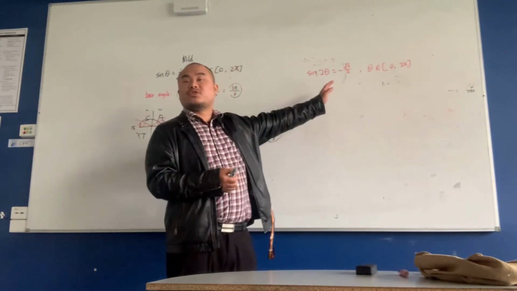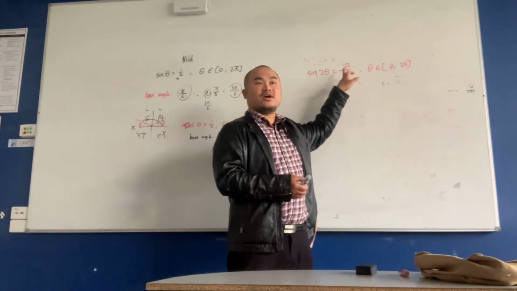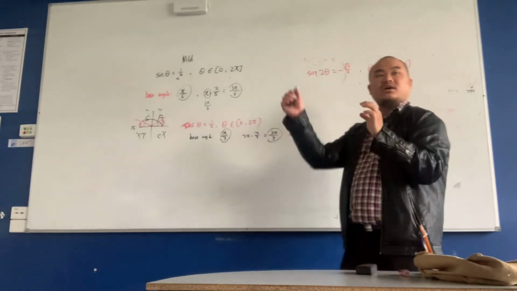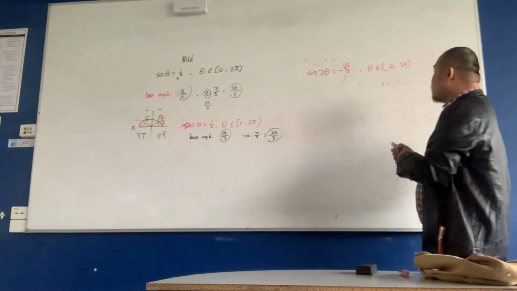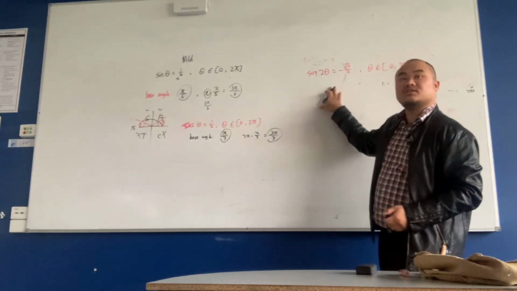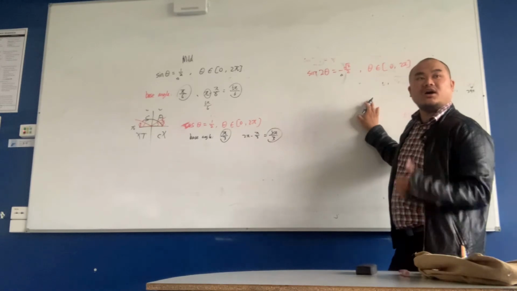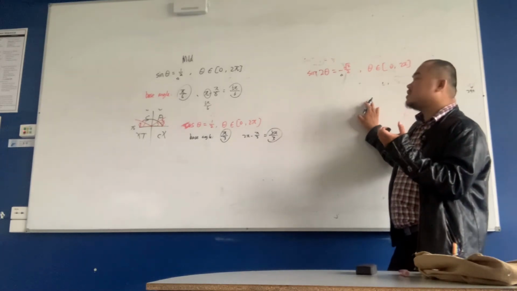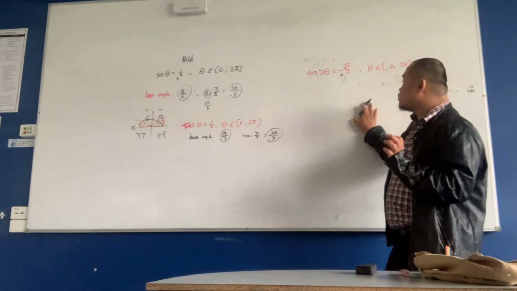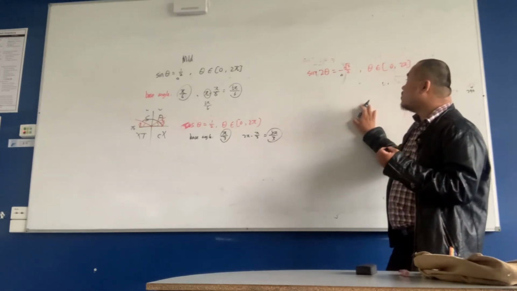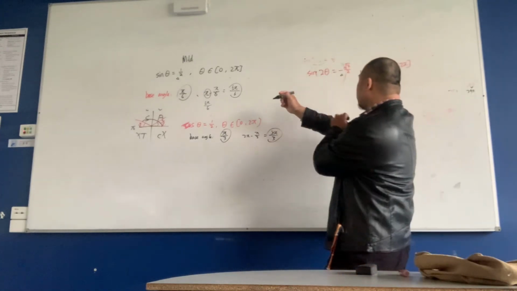The only difference between this one and the previous one is that we have a negative here. So everyone listen here. This negative sign only tells you the quadrant. It doesn't change the base angle, which means when we're finding the base angle, we can ignore it. I will show you how we do it.